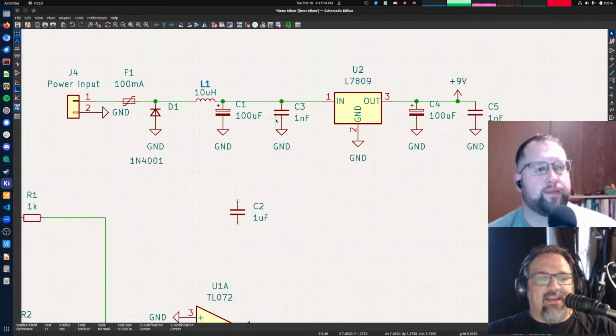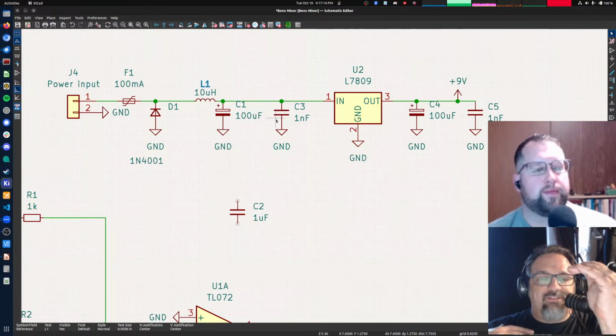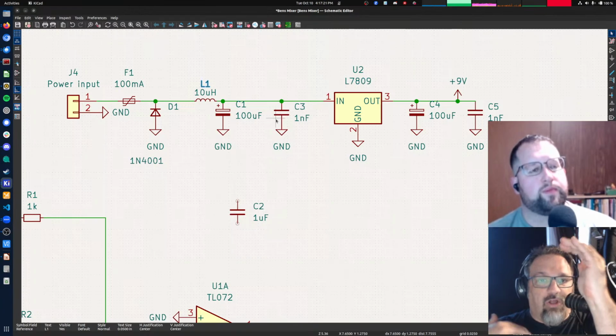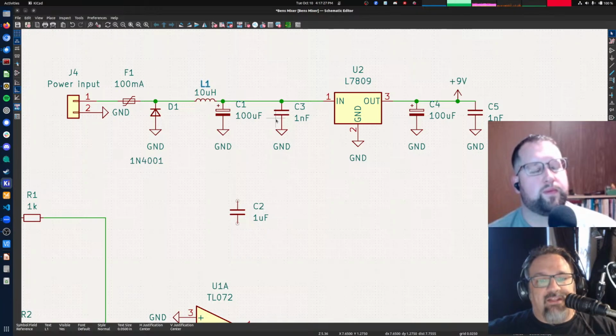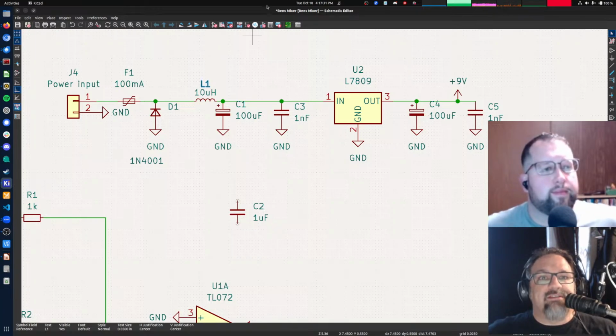So a very large capacitor doesn't react very quickly. It'll work great for large, low frequency things, but it doesn't work very well for high frequency things. And so the 1 nanofarad is there to capture the high frequency things.